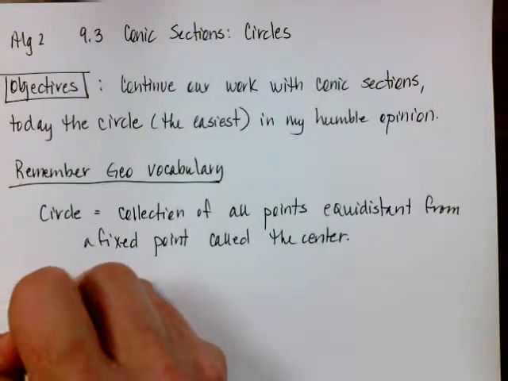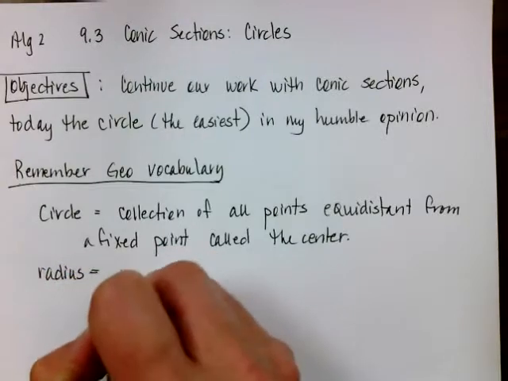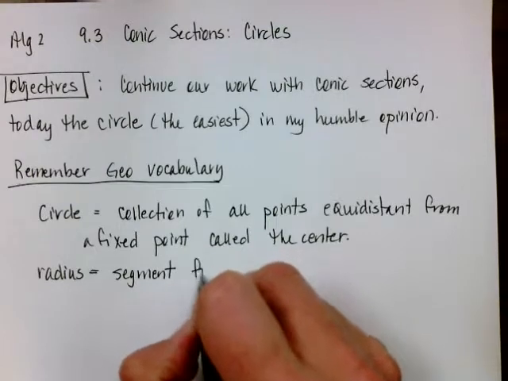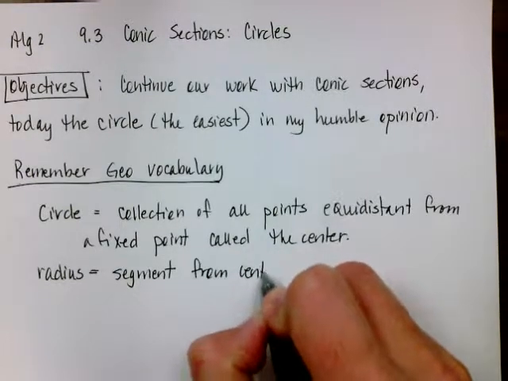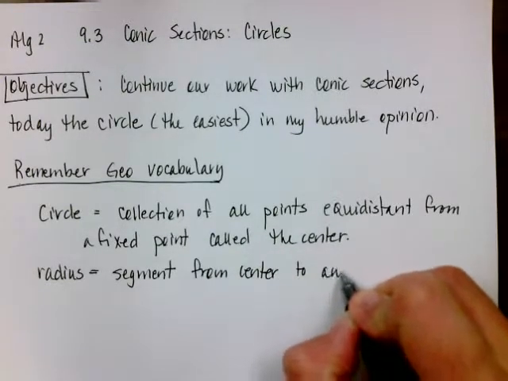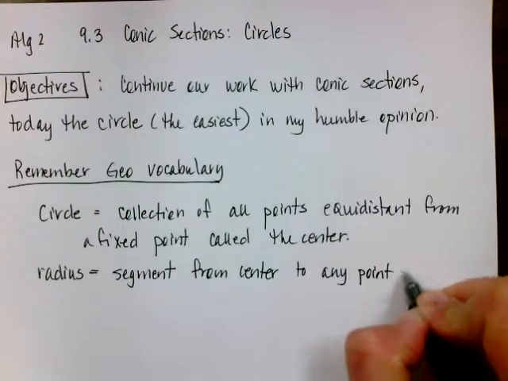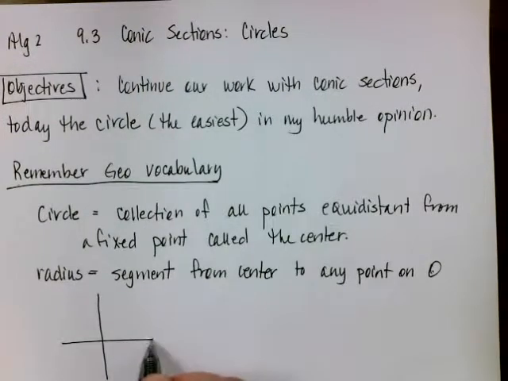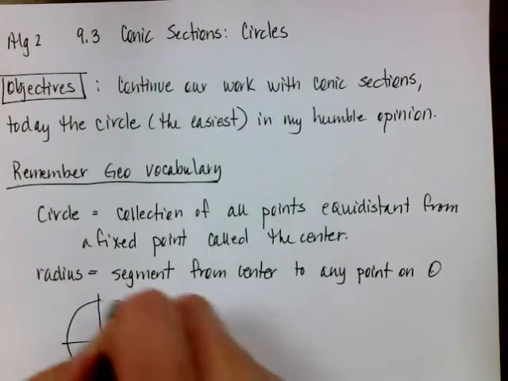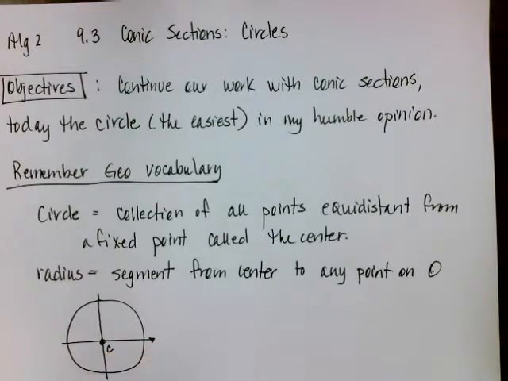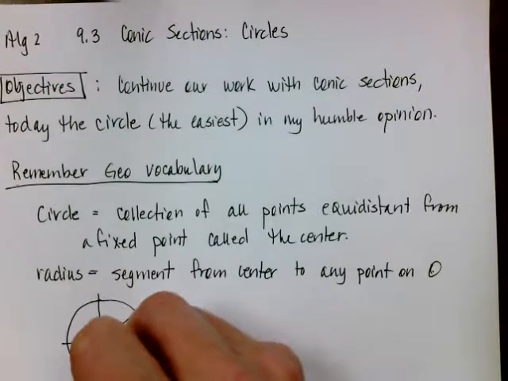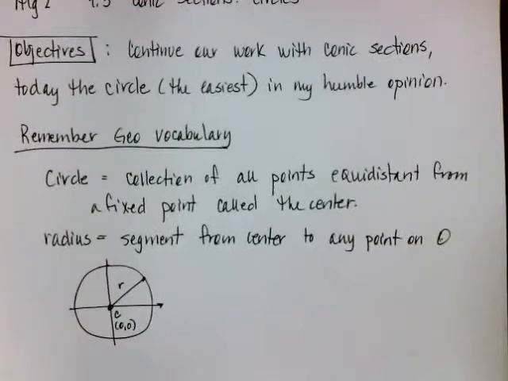All right, a radius then is the segment that goes from the center to any point on the circle. Any point on the circle. Okay. So I'm going to park my circle at the origin, lovely circle that it is. Okay, so there's my center, it's at the origin, so that means its coordinates are 0, 0, and then the radius is going to be that little guy.